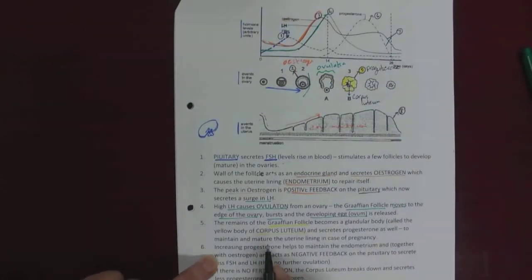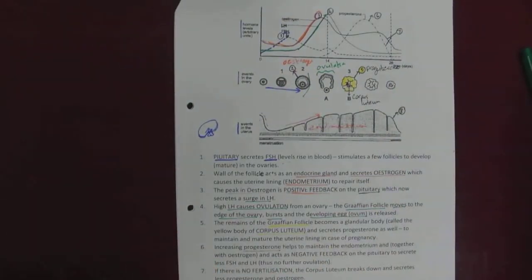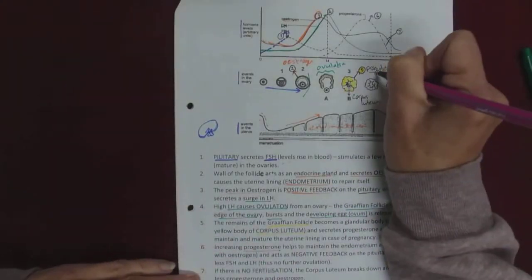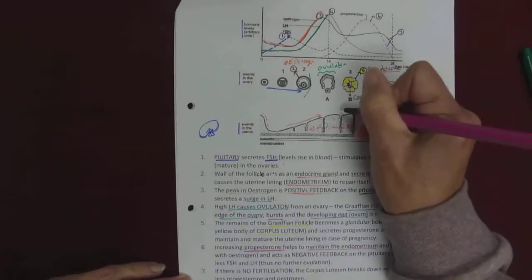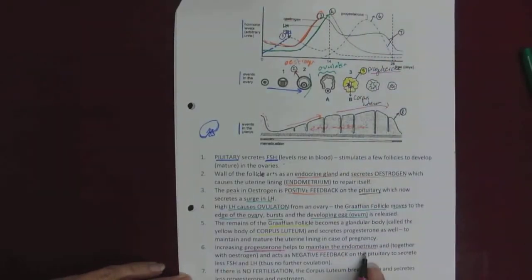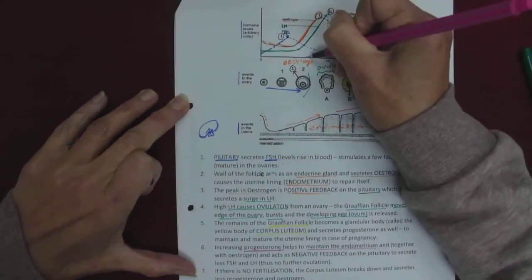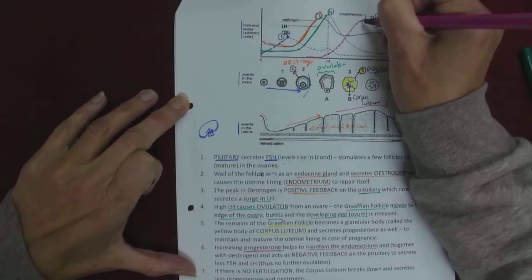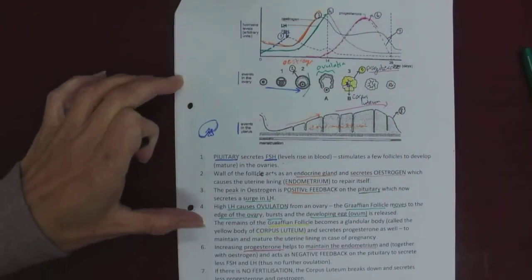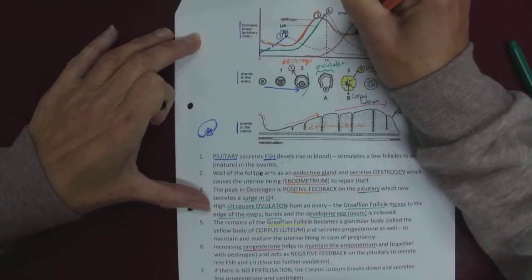All right, increasing progesterone. Okay, let's try and do that in another color. I'm going to do it in pink. So increasing progesterone helps to maintain the endometrium together with estrogen. Because if you look here, there were low levels of progesterone, so now the level of progesterone increases, up to there. And you can see here that there's still estrogen, but it's now lower.